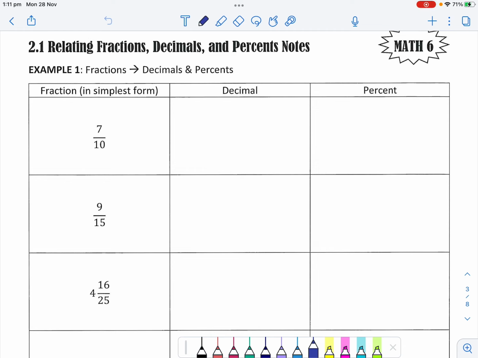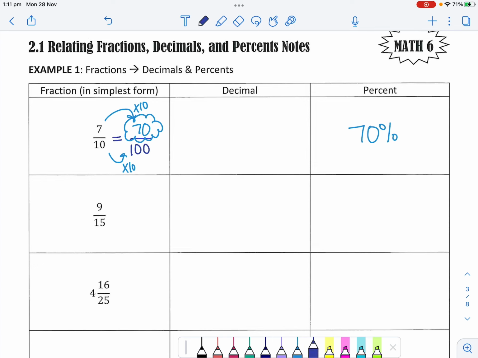So when I look at 7 over 10, I want to know, can I get this to be something out of 100? And the answer is yes. I'm going to multiply by 10 on both the top and the bottom. Now, when I multiply by 10 on both the top and the bottom, this number on top, that's 70, that's my percent. Because 7 out of 10 represents 70 out of the whole 100. So 70 out of 100 would be 70%.